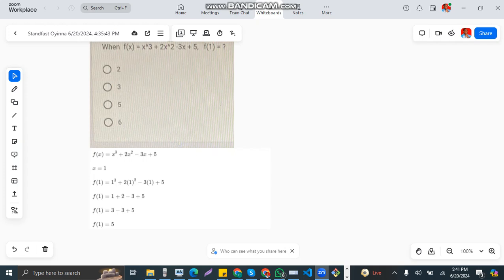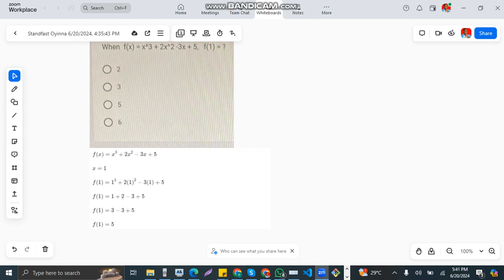So if you quickly look down, you see I've already solved something. This is the function we are given. f of x is equal to x raised to the power of 3 plus 2x raised to the power of 2 minus 3x plus 5. And you can see I said here x equal to 1 because the question tells us that we should find f of 1, which means we should find f of x when x is equal to 1. So it means for wherever we have x in this question, we're going to put 1. This is why you see f of 1 here.